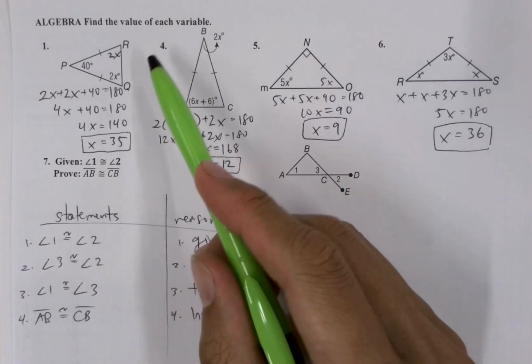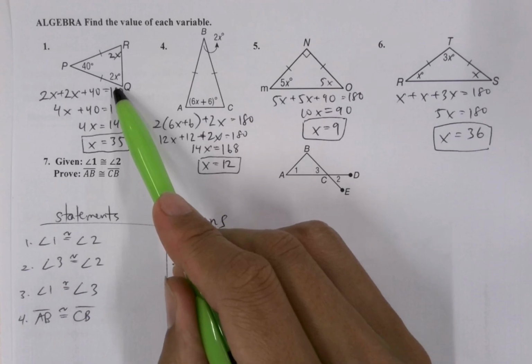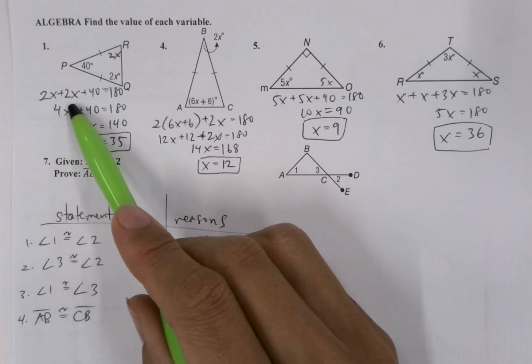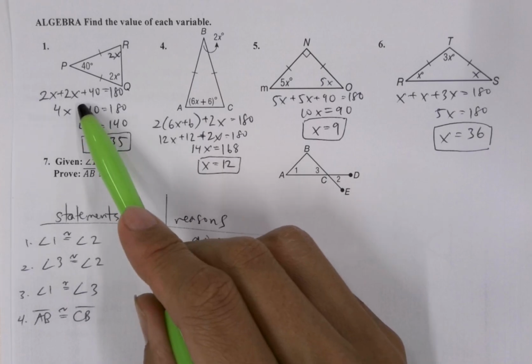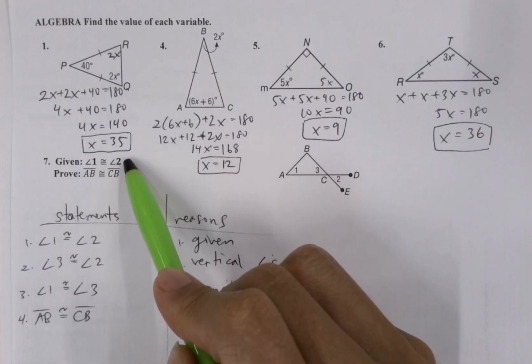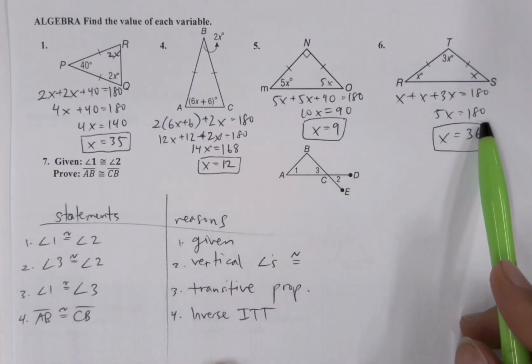And then we also need to know that the angles of a triangle add up to 180, which allows us to create this equation here. The 2x plus 40 is equal to 180, and we solve for x. And that's basically all of these problems here.